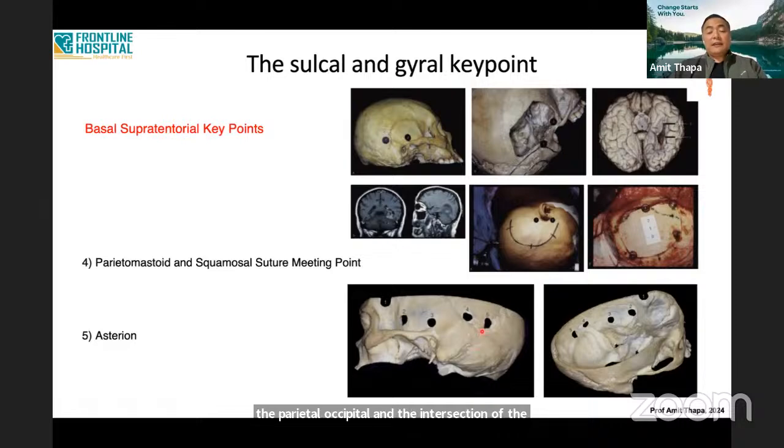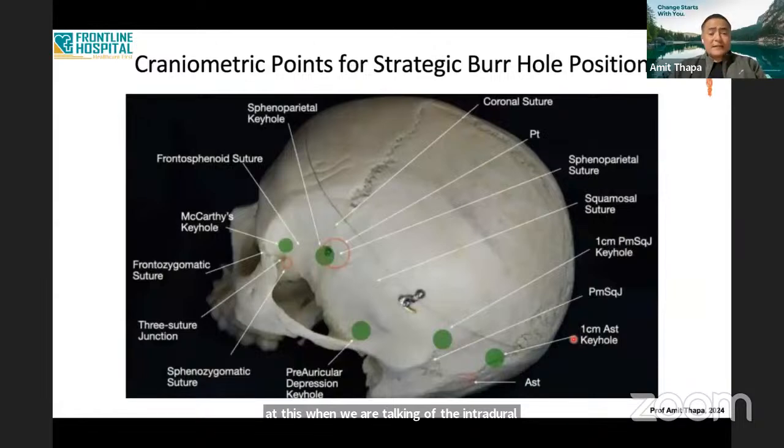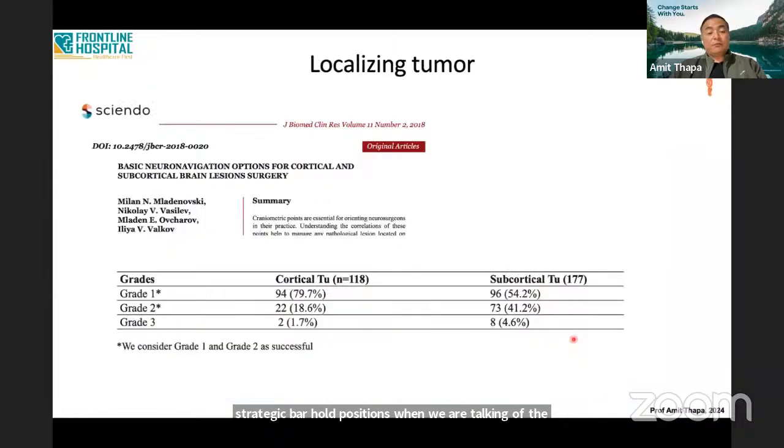And here we can actually find the transverse sinus as it turns over to the sigmoid sinus, and then we can have the preoccipital notch, the plication of the dura, arising at this point when we are talking of the intradural association of the asterion. This is, in a nutshell, all of these 5 strategic burr hole positions, when we are talking of the craniometric points in relation to the skull-based approaches.